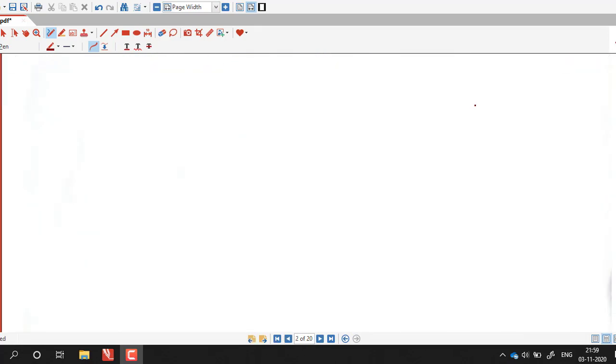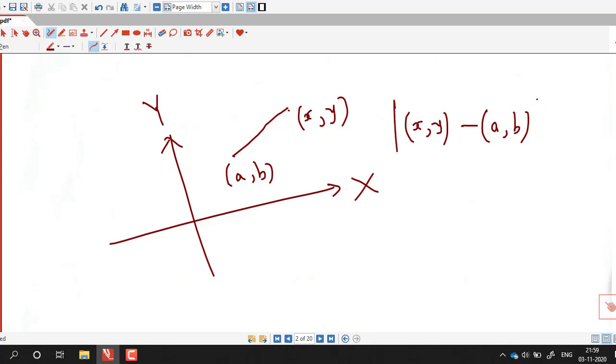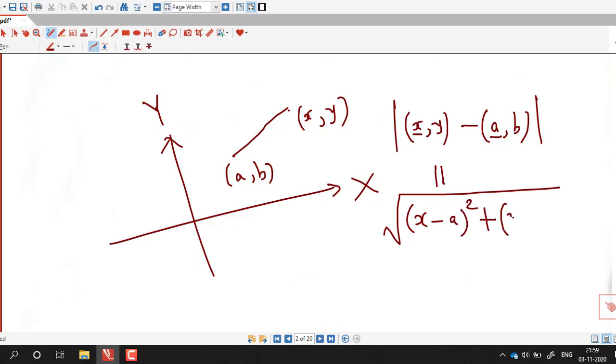Before understanding the definition, we just recall that if we have 2 points in the xy plane, say ordered pair (a, b) and ordered pair (x, y), then the distance between (x, y) and (a, b) is denoted by the absolute value of (x, y) minus (a, b). The formula to find the distance between these 2 points is the square root of the square of x minus a plus the square of y minus b. We will require this formula to understand the definition of limit.